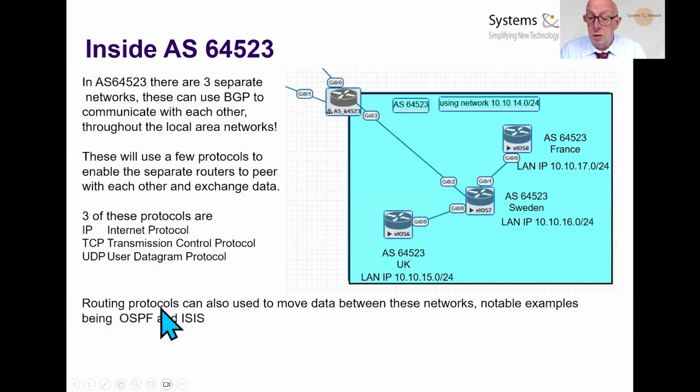Okay, just making sure I've got the right things. Inside this AS64523 here, there are three separate networks. There's the UK, there's Sweden, there's France. They can use BGP to communicate with each other, certainly can, via the local area networks, and they will use a few other protocols to keep the system in sync, in order to find each other and exchange information.